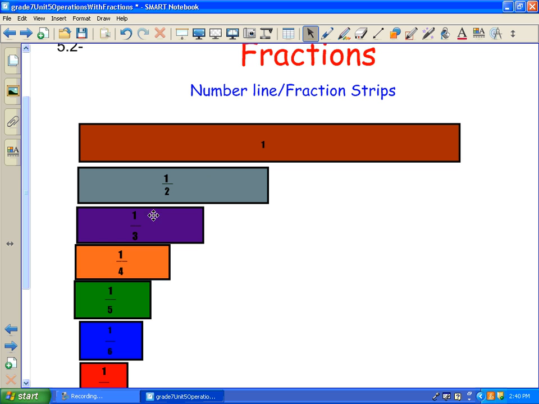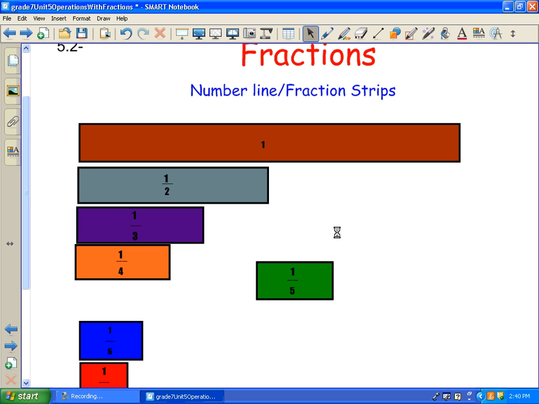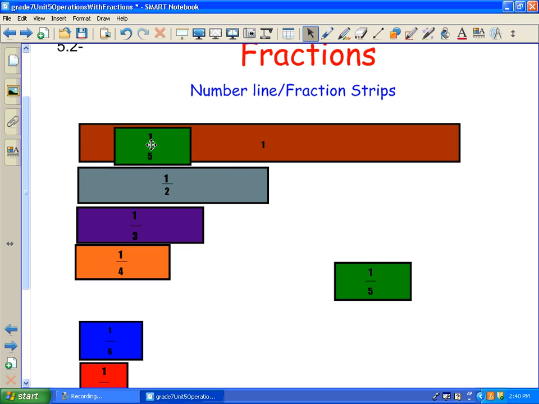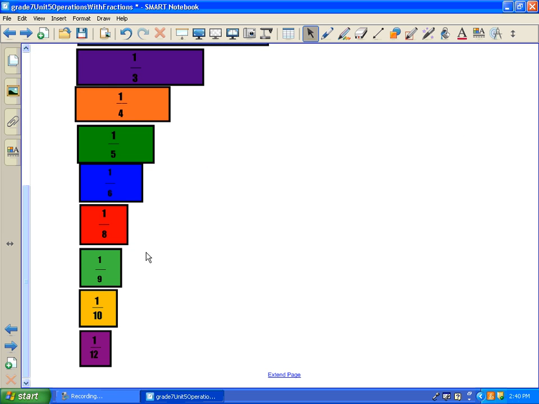If I wanted 2/5, I'd have to copy and paste it and join 2 of them together. And that's 2/5. Of course, if I put 5 of them there, I should have 5/5 or 1 whole. So that's basically how these fraction strips will work. And it goes right down to 1/12. So this is 1/12.